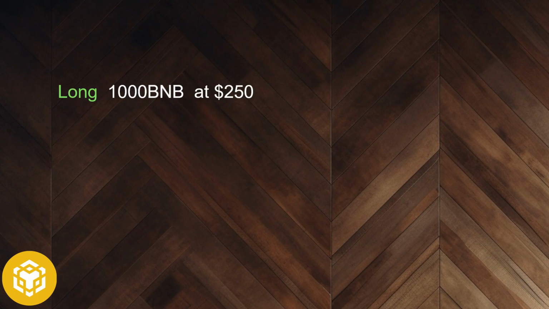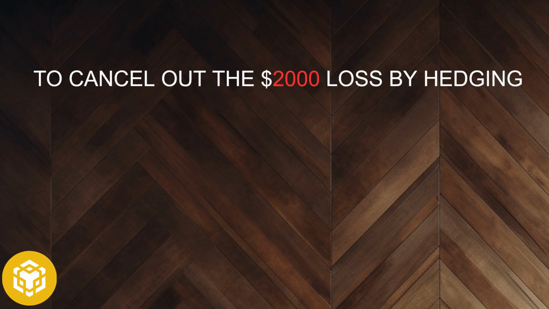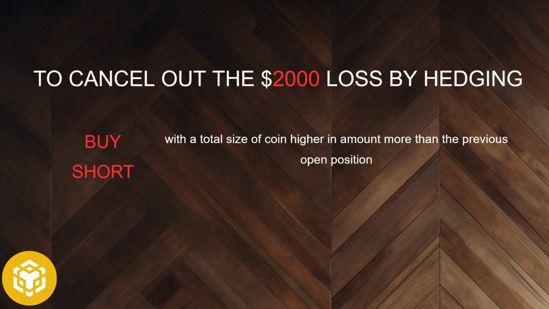To understand what is going on here, let me use BNB for example. Let's say I bought 1000 BNB at the price of $250 and BNB moved to 240. At 240, I was making a loss of $2,000. For me to cancel out the $2,000 loss by hedging, I need to buy. This is the principle. I need to buy short.